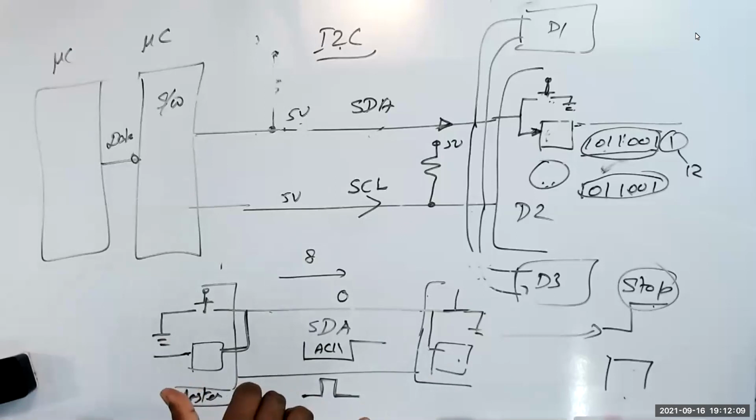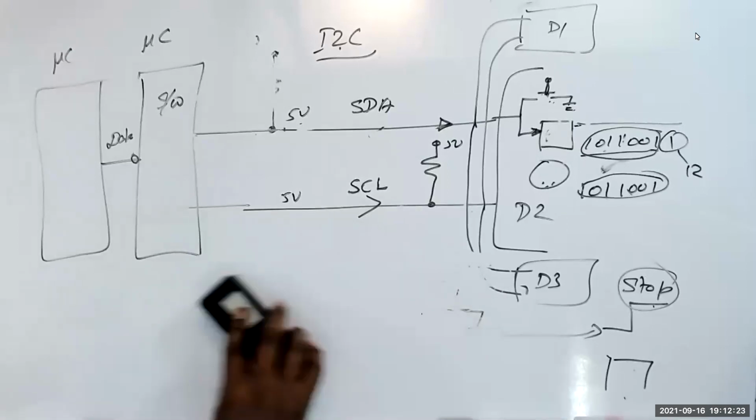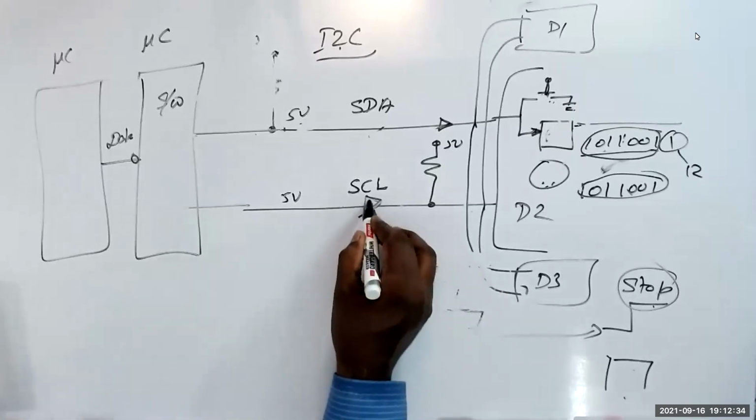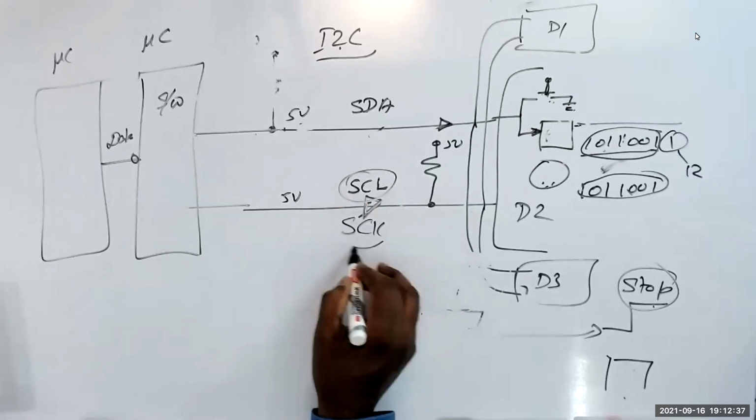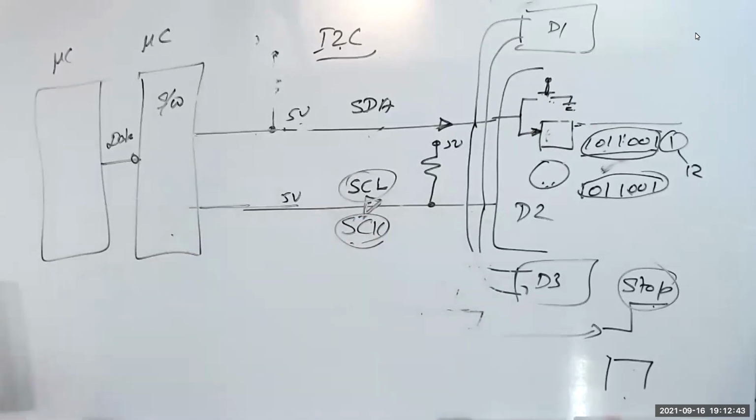So this ACK has nothing to do with master or slave. Whoever transmits after 8 bits has to wait for the acknowledgement. That's the rule. Is it clear? Correct, perfect. That's why I only say direction. The SCL or SCK, the serial clock, is controlled by the master, not by the slaves. Please understand, it is controlled by the master, not by the slave.